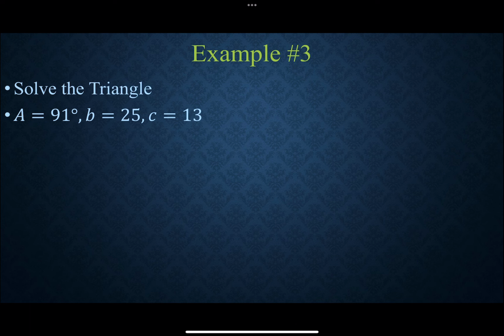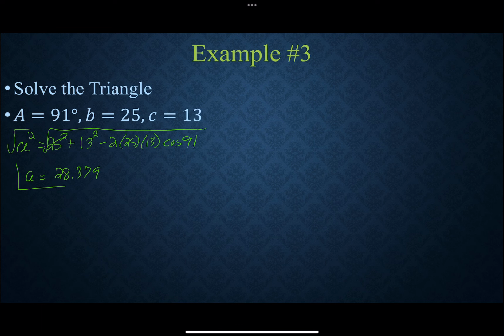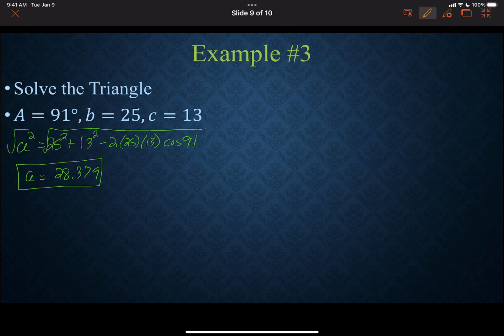So here, we're obviously given angle A, side B, and side C, so we have to solve for side A. So A squared would be B squared plus C squared minus 2 times B times C times cosine of A. And we're just going to do the square root of that whole thing all in one big step. So we're going to get A to be 28.379, and we're going to make sure we store that because we need to use it no matter what's happening here. So that's stored as alpha A.